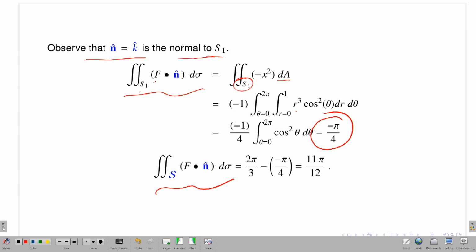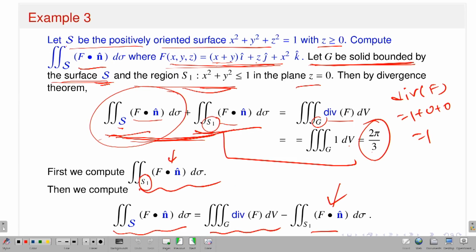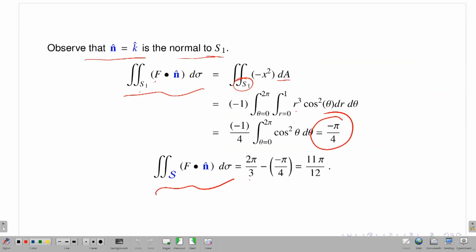Therefore the final requirement that you want is this minus this, which is 11 by 12 pi. This is the one, right? Yes, perfect, I think. Okay, so I think that is clear.